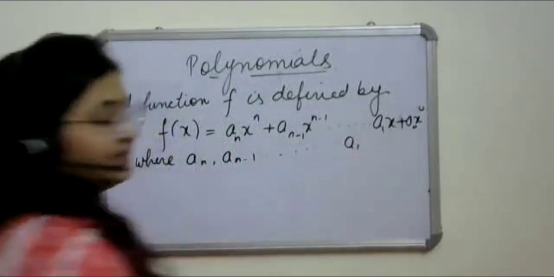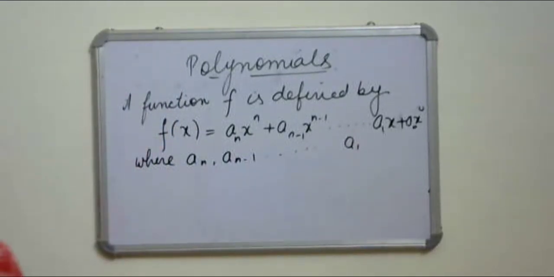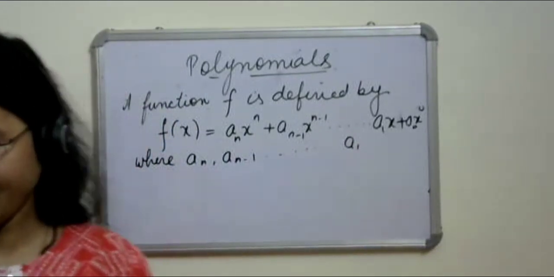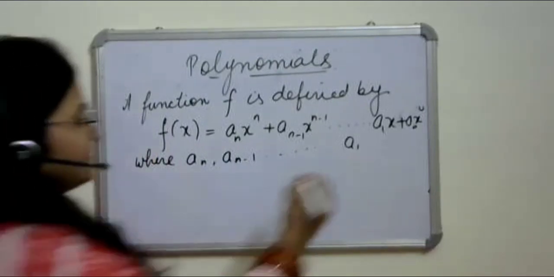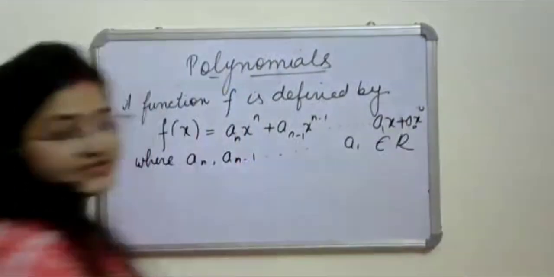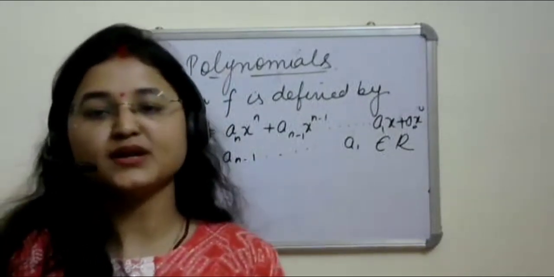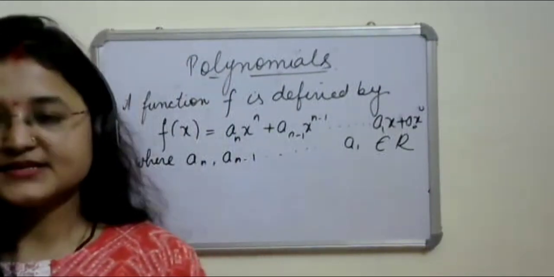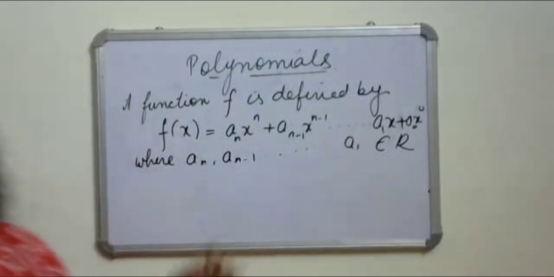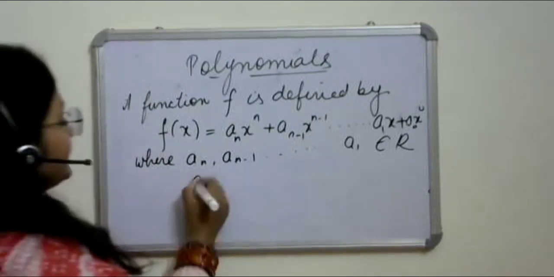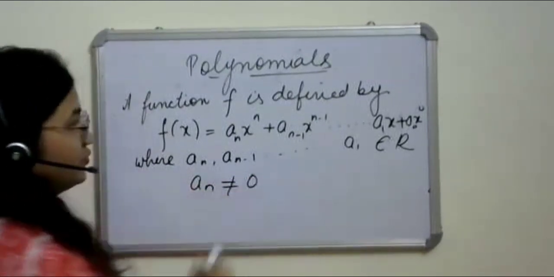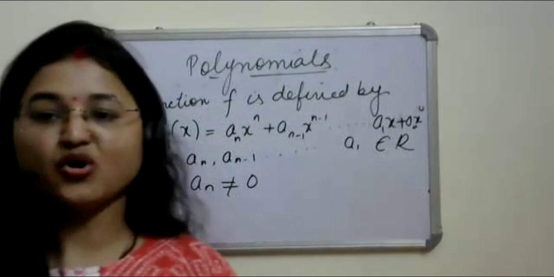and so on, a_1, are called coefficients, real coefficients, and this belongs to real numbers. Capital R stands for real numbers. So a_(n-1) up to a_0, these are called real coefficients. And this one, a polynomial of degree n with real coefficients, where a_n cannot be 0. So this is the basic definition of polynomial.